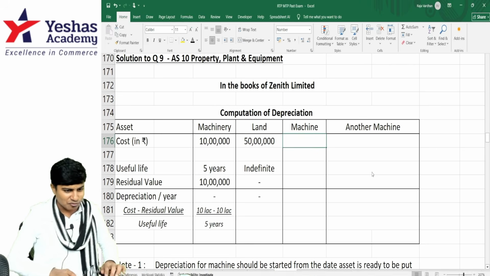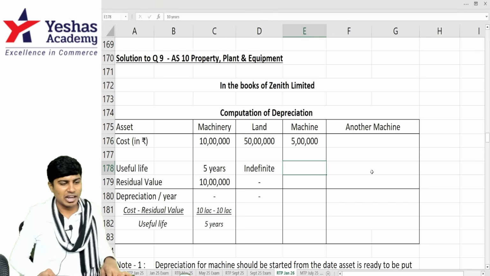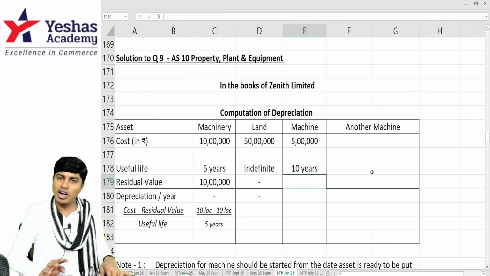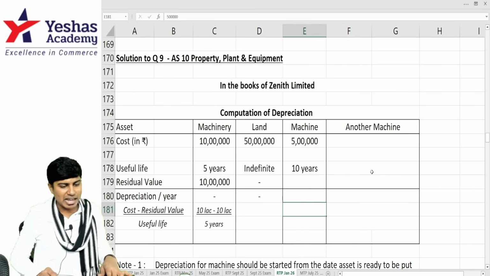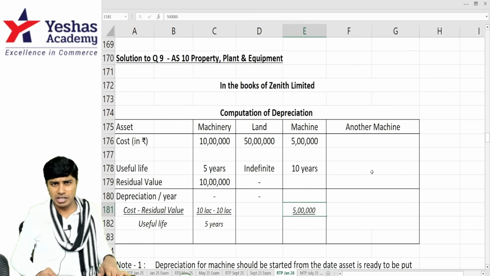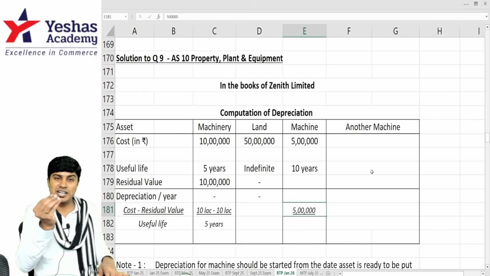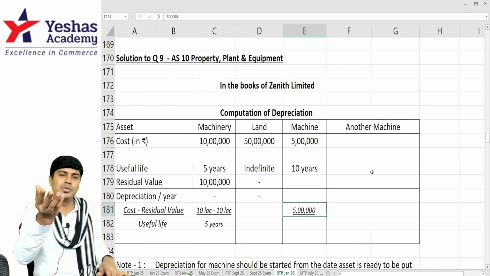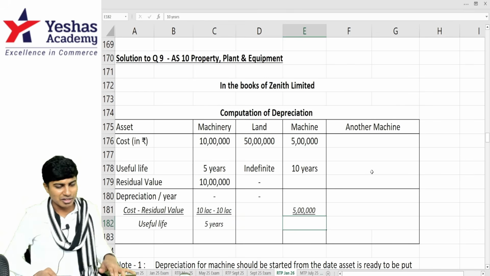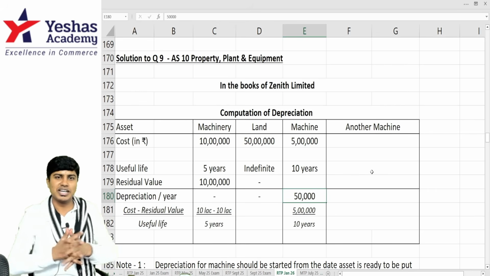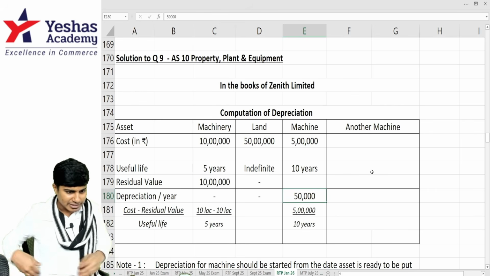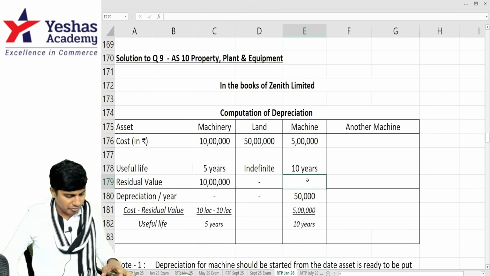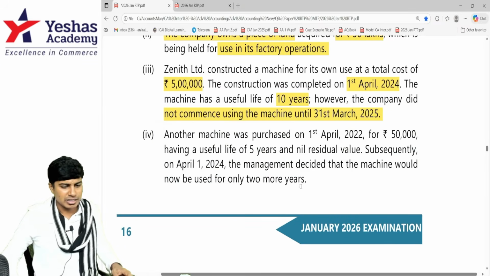Machinery was constructed for 5 lakh. Useful life 10 years. They have not used it, but still 5 lakh minus 0. Scrap value is not given. So if nothing is mentioned, it means that scrap value is 0. So divided by 10. Can I say 50,000 as depreciation? That's the answer for this question.